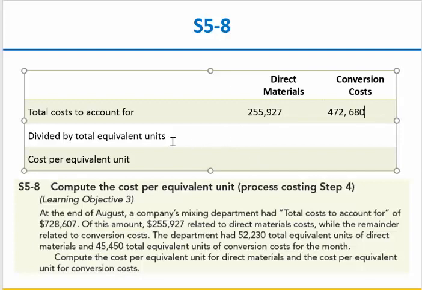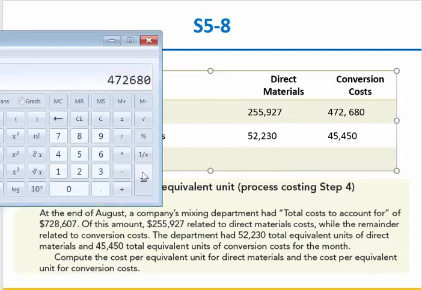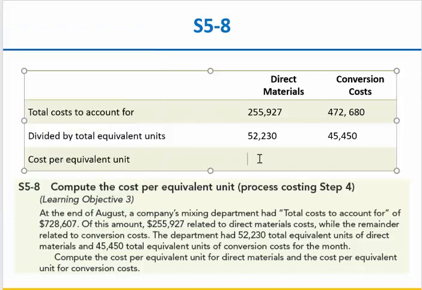Next is relatively simple. I have 52,230 equivalent units for direct materials. For conversion cost, I have 45,450 equivalent units. Now the next step is division. I'm going to divide 255,927 by 52,230. So the unit cost is $4.90.